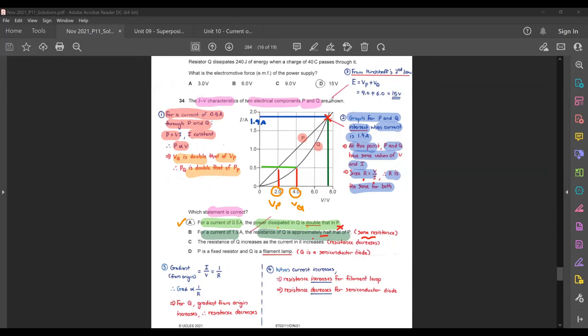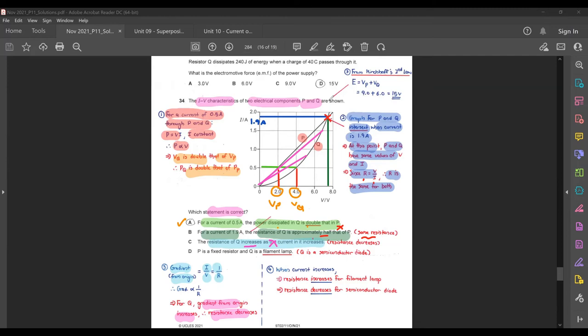Okay. So then after that, you look at answer choices C and D. Now, for C, they tell you the resistance of Q increases as the current in it increases. This one you can just look at the gradient from the origin. Gradient from origin is I over V. It's actually 1 over R. You look at how the graph of Q changes. Maybe this one I will draw it like this. From here to here, you notice that the gradient is actually increasing. Therefore, the resistance is decreasing. So here they say the resistance increases. This is wrong. It should be decreasing.